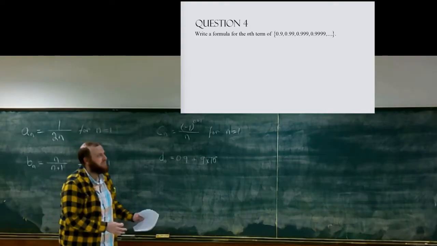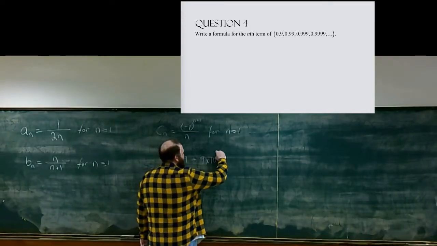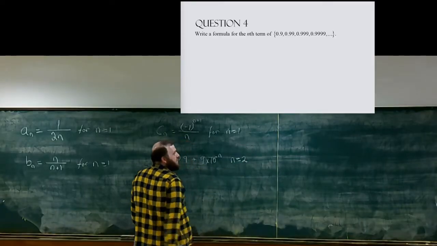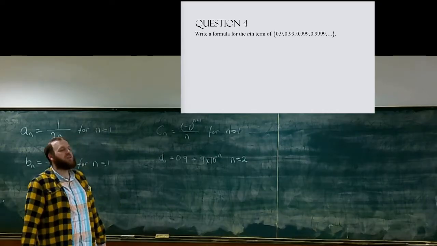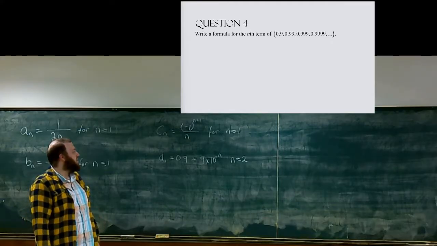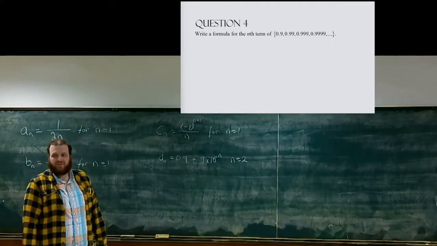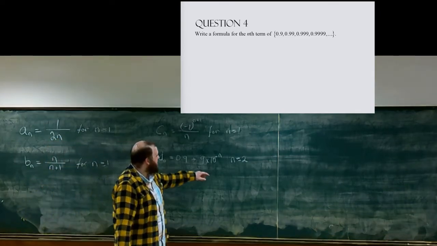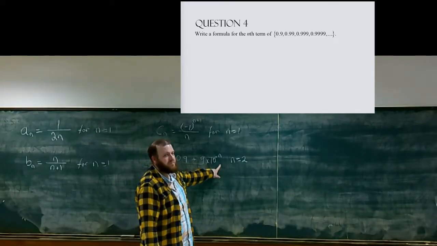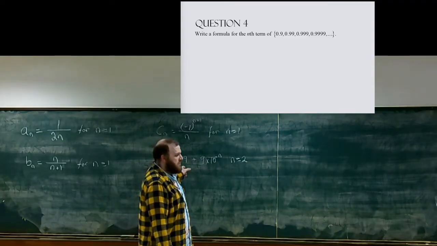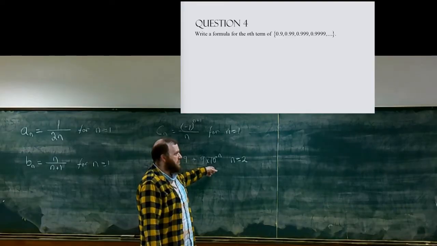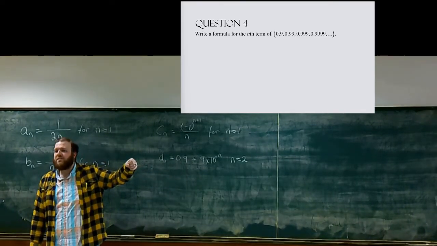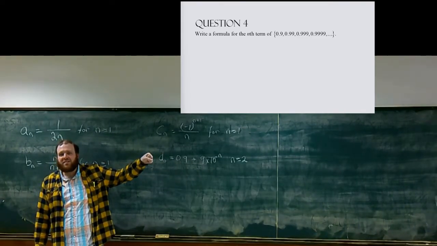For the second term, if you want to do that, and n greater than or equal to 2, that would work. No, it wouldn't either. Because if I go to the third term, it'd be 0.9 plus 0.009, which is 0.909, not 0.999.